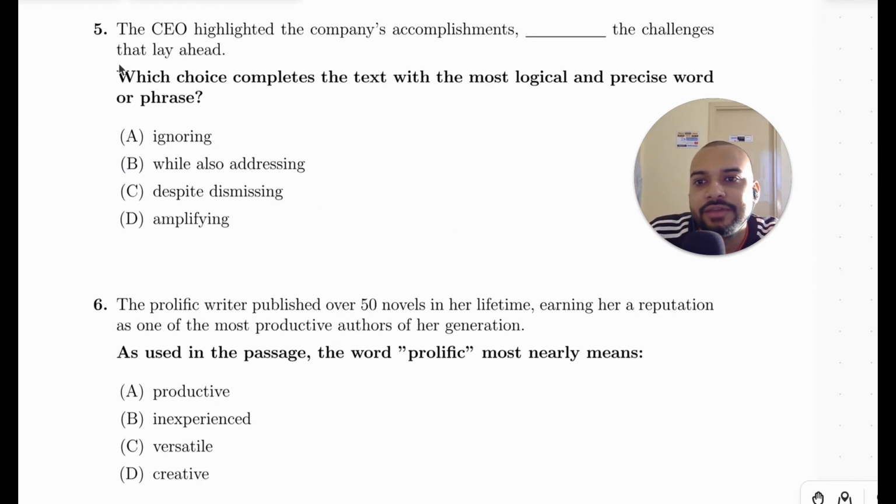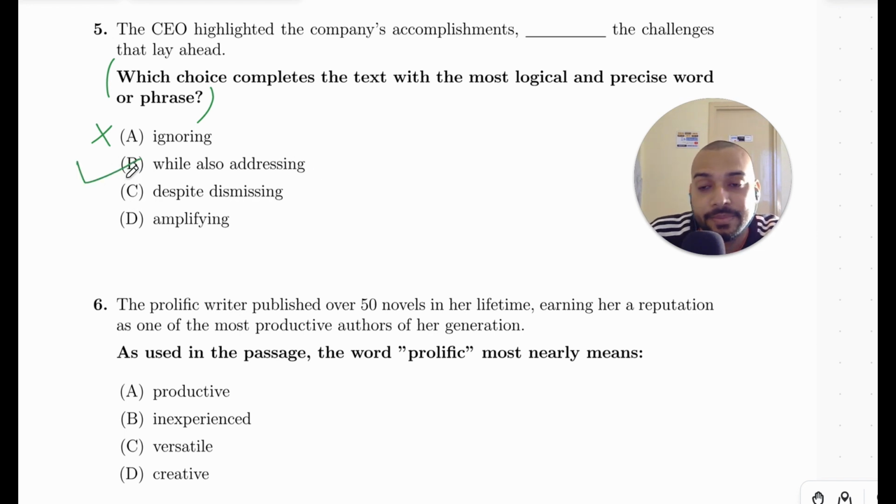Okay, question number 5. Let's read the question instruction. Which choice completes the text with the most logical and precise word or phrase? The CEO highlighted the company's accomplishments, comma, blank, the challenges that lay ahead. Okay. So the CEO talked about the accomplishments and then the challenges that are waiting ahead. So he would have explained the challenges that lay ahead. Let's look at the options. Ignoring the challenges that lay ahead, we don't expect any CEO to do that. It's an extreme word, so no. While also addressing the challenges that lay ahead. Makes sense, makes perfect sense.